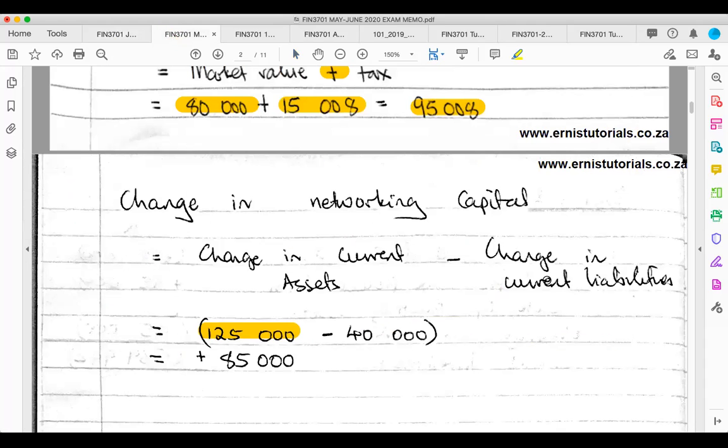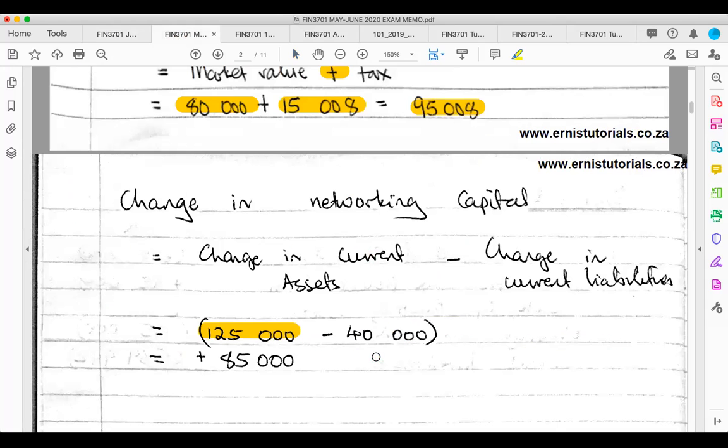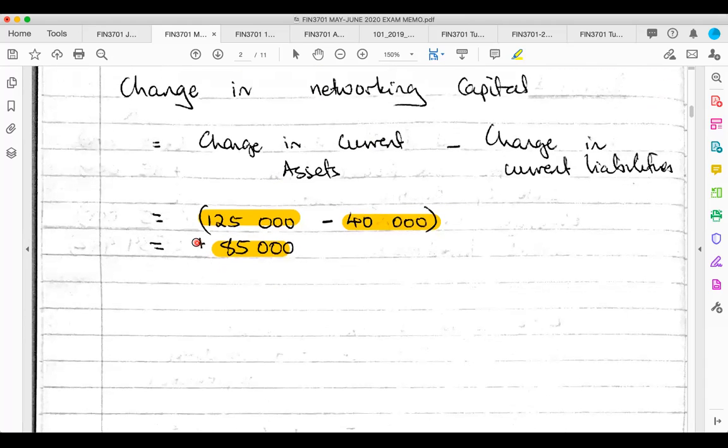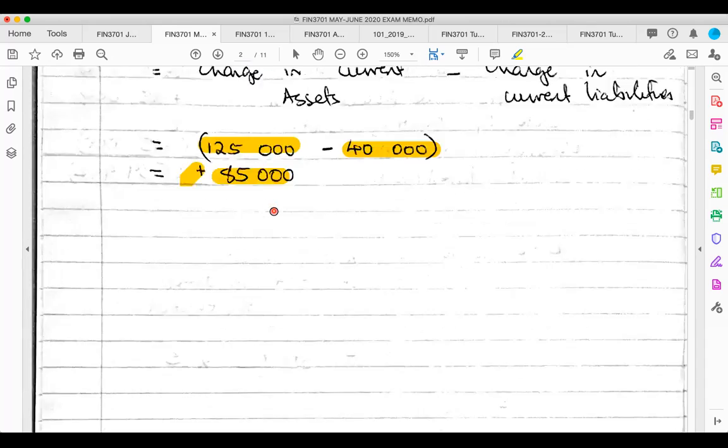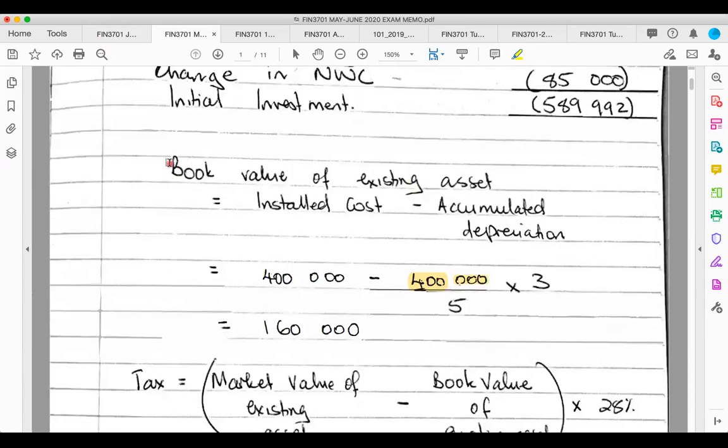And then our current liabilities also went up by 40,000 because it's plus 40,000 here for the accounts payable. So then we put minus 40,000. So it's minus the change in current liabilities, which is 40,000. And then if we subtract those two, we get the change in net working capital, which is 85,000. Okay. So that was how we got the net working capital.